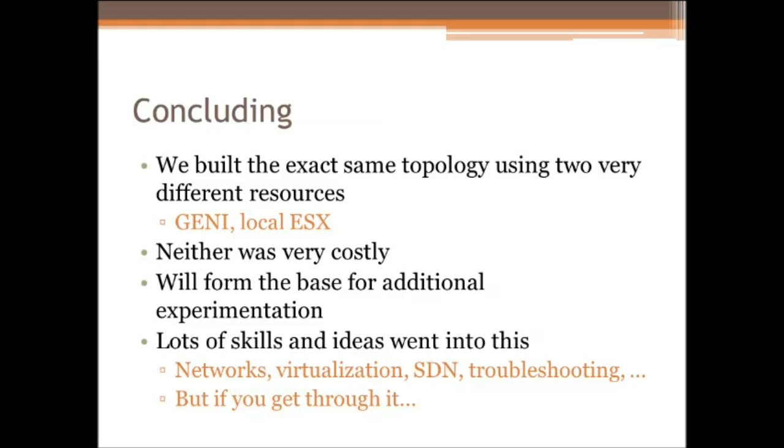Neither one of them is very costly, right? GENI is an NSF-sponsored thing, and it doesn't cost me anything to run that. The local ESX thing was a little bit more money, but it was with cast-off equipment, so I didn't actually spend a dime. The ESX box is an HP box running a 200 gig hard drive, I think, if I remember right, and then 6 or 8 gigabytes of RAM, and then I've got an old router and an old switch sitting there. But the nice thing about this is that because both of them worked, it's the exact same topology, I can use either one of them as the base for additional experimentation and research.